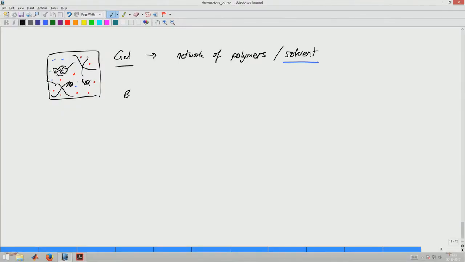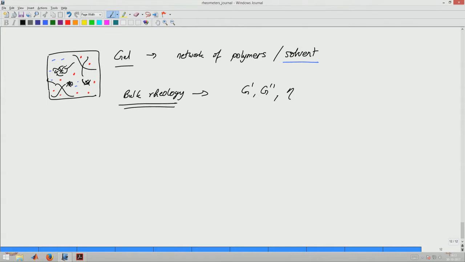So, when we do bulk rheology, now we are trying to distinguish between bulk rheology and microrheology. Throughout the course, whatever we have discussed is bulk rheology, because we get macroscopic properties. So, we can measure, let us say, G prime and G double prime, or viscosity and so on, all the properties can be measured.